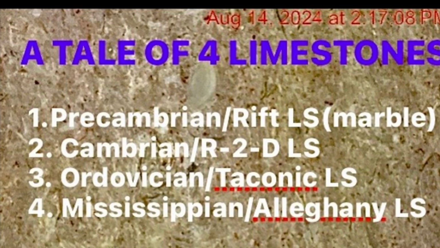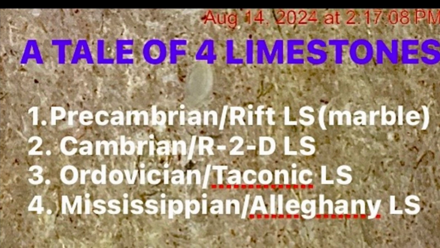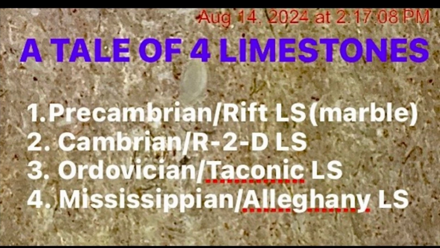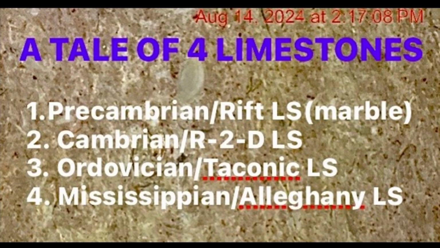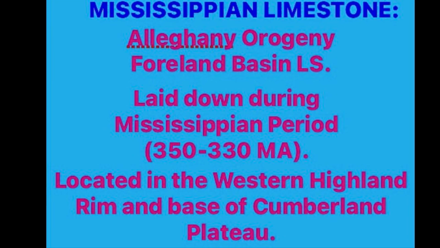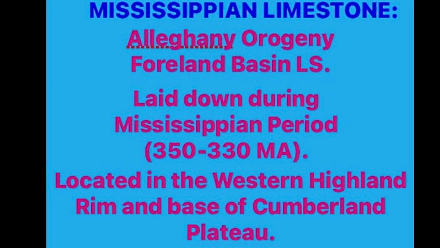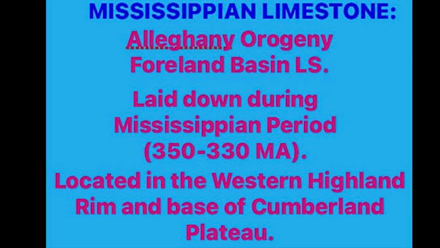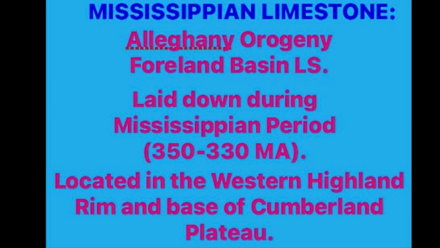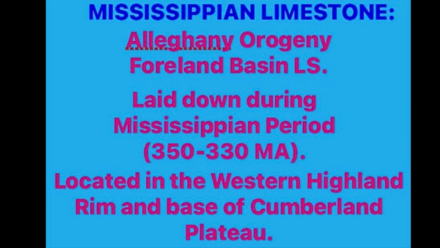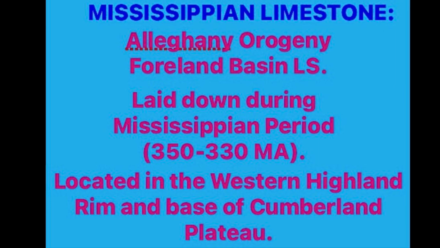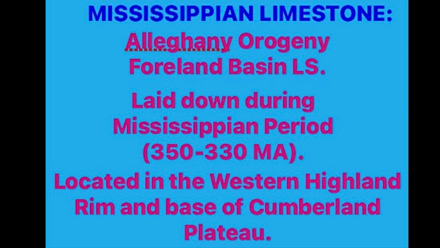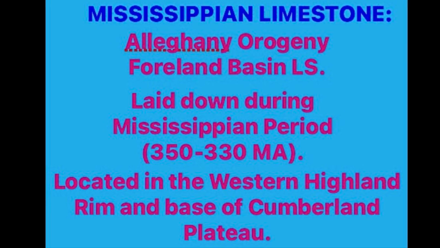Okay, rock buds, now it's time for us to take a look at number 4 and last limestone, Mississippian Alleghenian orogeny limestone. Our Mississippian limestone was laid down in the Alleghenian orogeny Foreland Basin. The Mississippian period lasted from about 350 million years ago to 330 million years ago. And you can find Mississippian limestone around the Western Highland Rim, in and around Clarksville, Tennessee, and at the base of the Cumberland Plateau. Think Cumberland Gap National Park.